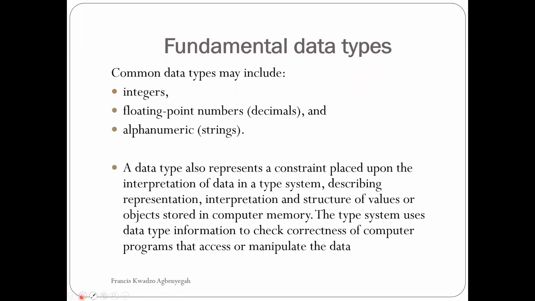So what are the various types of data types that we have? The data types can be divided into the following groups. We have integers, we have floating point numbers, and then we have alphanumeric. You will all agree with me that the kind of data you deal with is either numbers, or numbers that have a decimal portion, or alphanumeric.